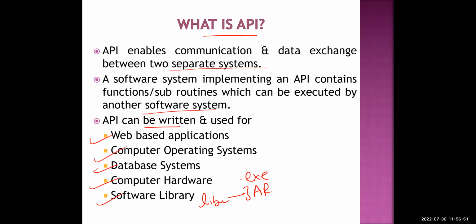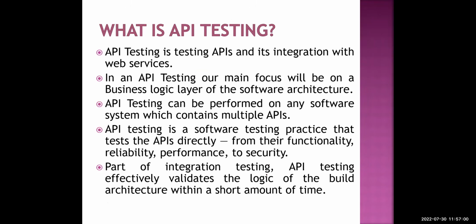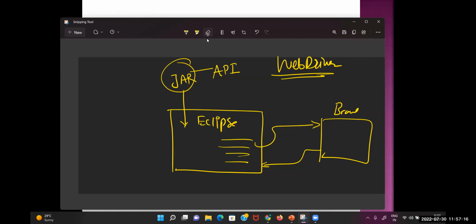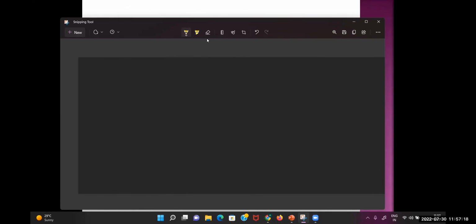It is a simple application programming interface through which two different applications, two different parties, are able to communicate. Now guys, what is API testing? Let me tell you. API testing is testing APIs and their integration with web services. So now what is a web service? Let me explain. Web service and API, there is no such difference, but let me explain what is exactly happening.